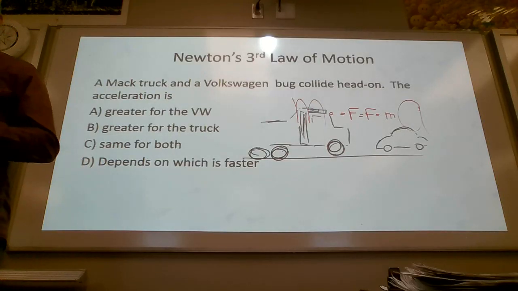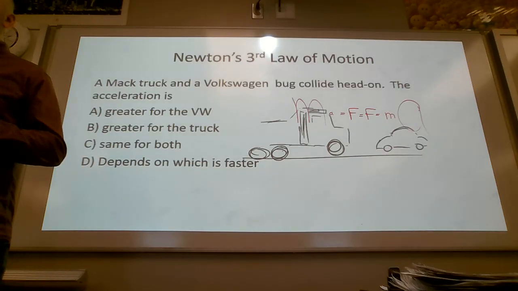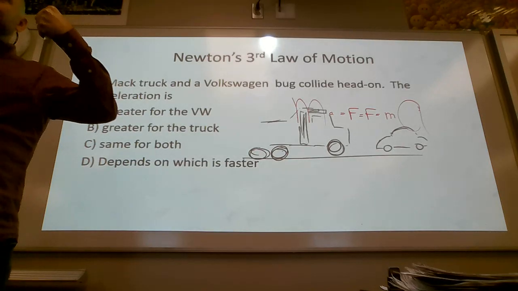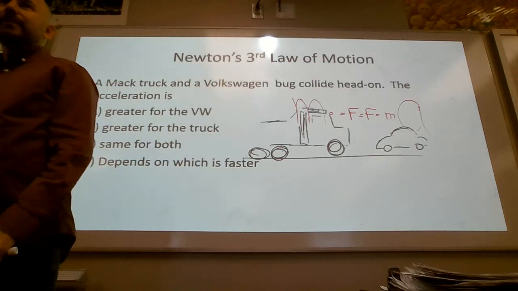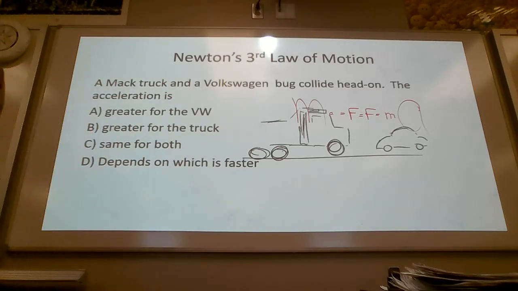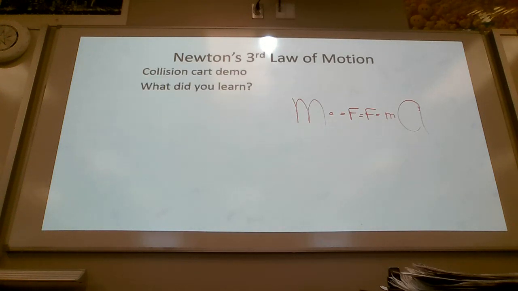So what if they intentionally made it to where they were going the same speed, so they had the same acceleration? They won't have the same acceleration. They would have the same initial speed, but if they hit, the Mack truck would. Does that make sense? So they wouldn't come to rest.